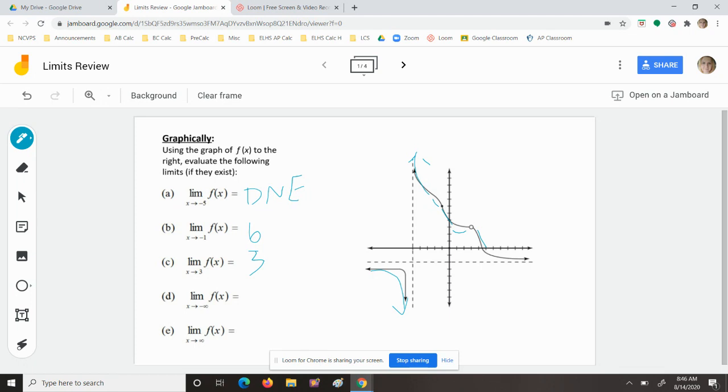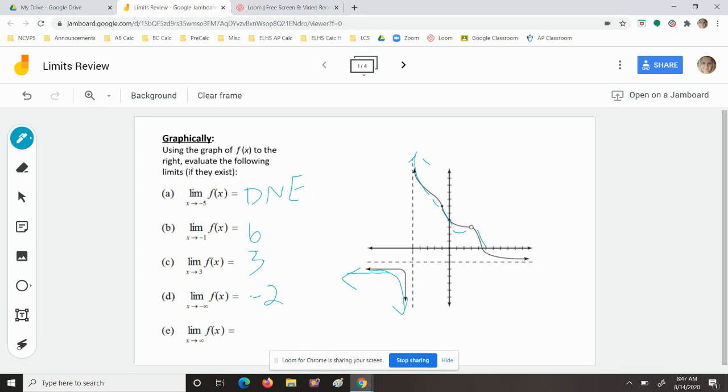Next, limit as x approaches negative infinity. So we want to think about as x goes to the extreme left, what's happening? Well, we have an asymptote there. This is going to get closer and closer but never reach the asymptote. Where is the asymptote? It's at -2. So limit as x approaches negative infinity is -2.